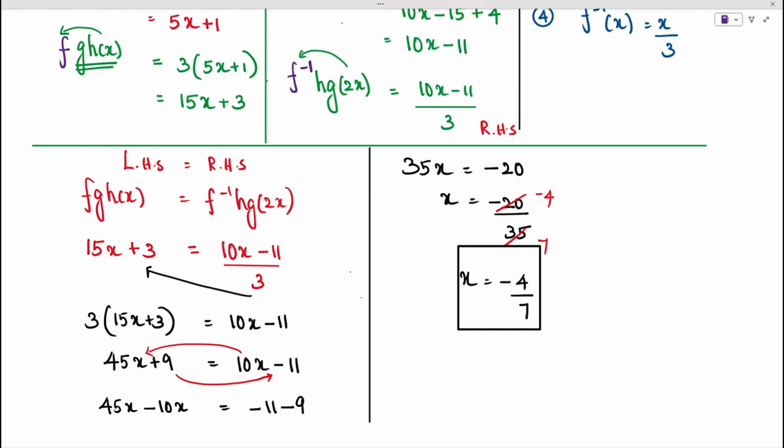You can always try to substitute this value of x back into the functions if you have time at the end. But this is how you will solve using composite functions and inverse functions.